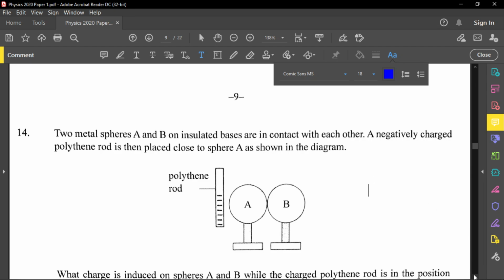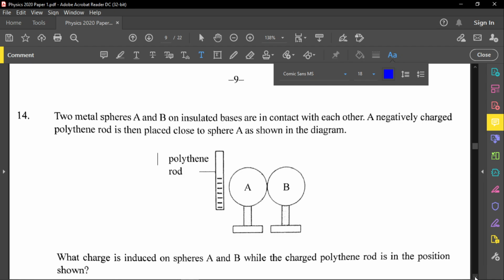All right, and so what I want you to notice here, first and foremost, just to quickly remind you, is that this is a negatively charged rod, okay? So that's the first thing to remember. And since the rod is negatively charged, what you should note is that right here in sphere A, you'll have positive charge, because remember, positive will attract the negative, okay? So the positive charge will come into sphere A, and the negative charge will go to sphere B, because like charges repel.